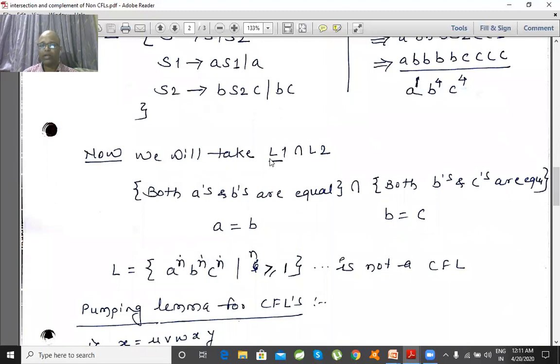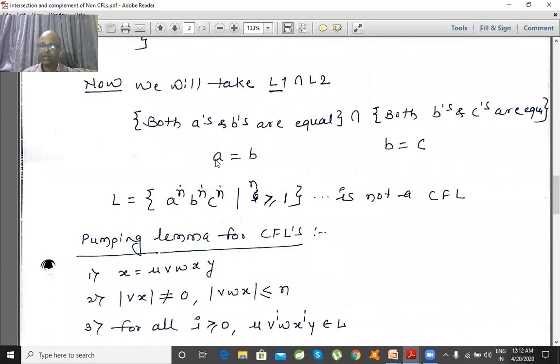Now we'll take the intersection of these two. L1 says a's and b's are equal, and we are intersecting this with L2, which says b's and c's are equal. What is common here? b is common. So if I take the intersection, it is a transitive approach. If the number of a's equals the number of b's, and the number of b's equals the number of c's, then by transitivity the number of a's and c's are also equal.